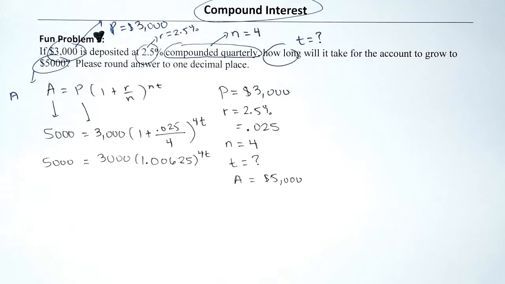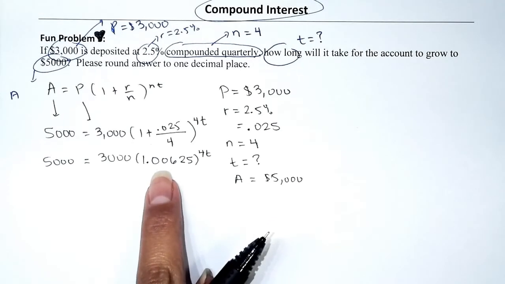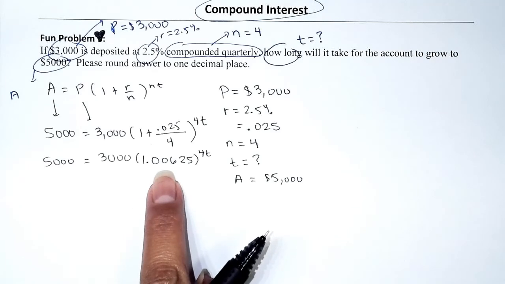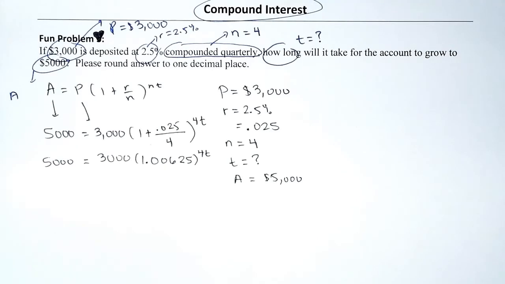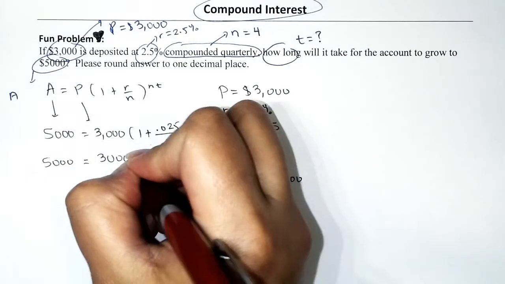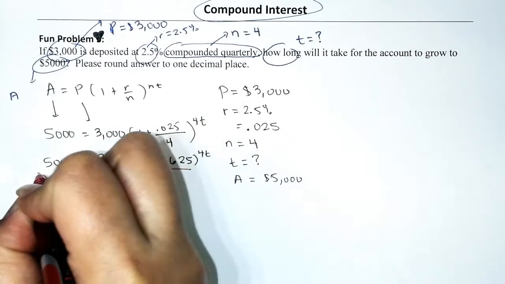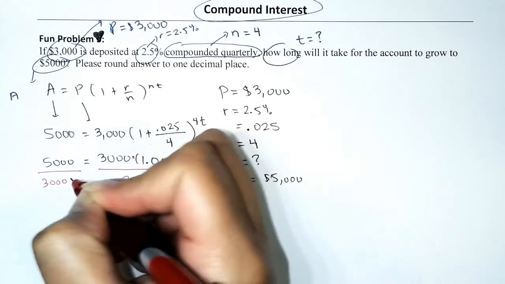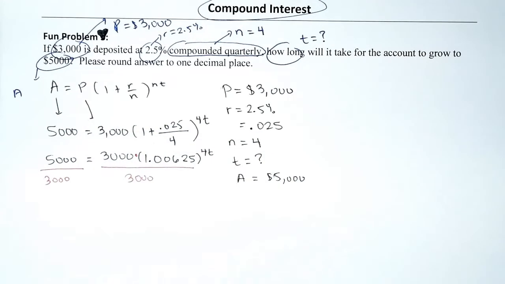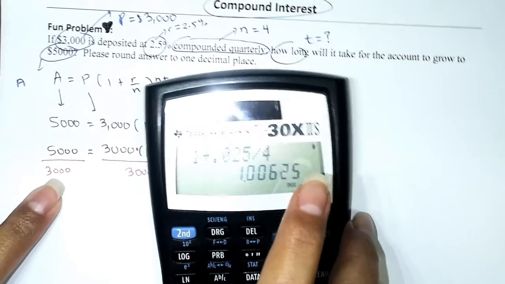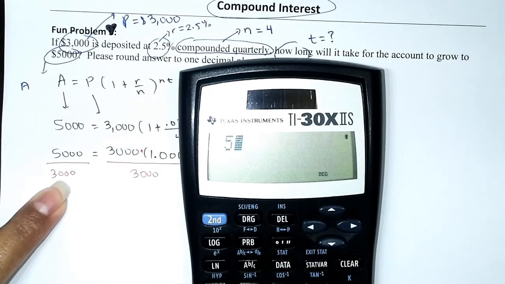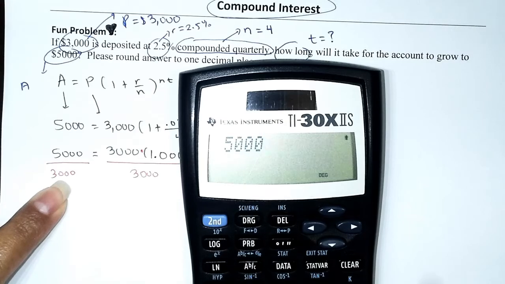Now, my next goal is to isolate the base. I want to isolate this 1 point something. So to get rid of this times 3,000, let's divide both sides by 3,000. That's one of our properties of equalities. And I hate reducing, it takes a while, so I'm just going to punch it in and write the decimal equivalent. So we have 5,000 over 3,000.